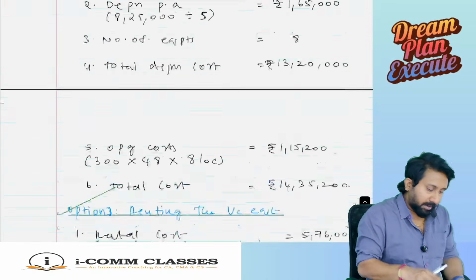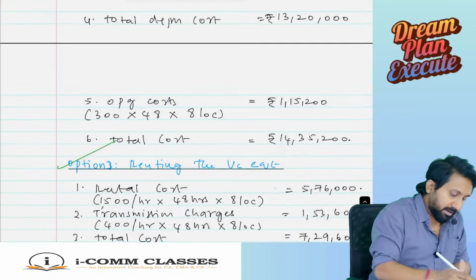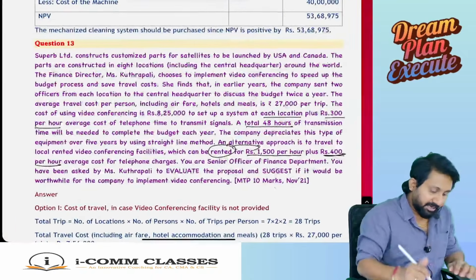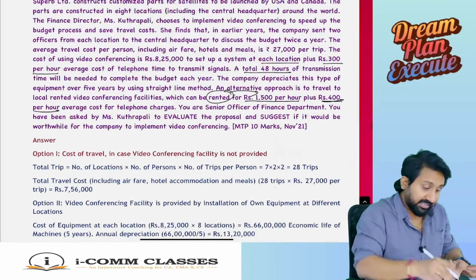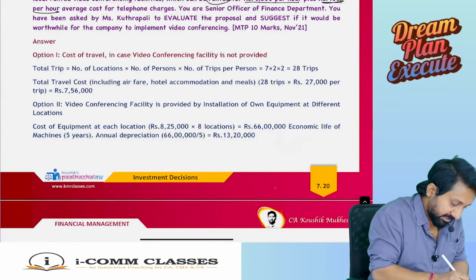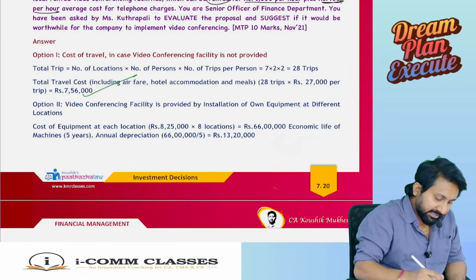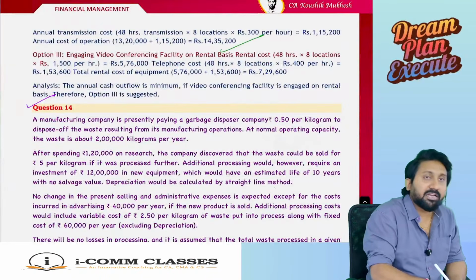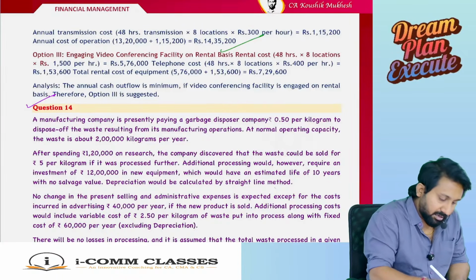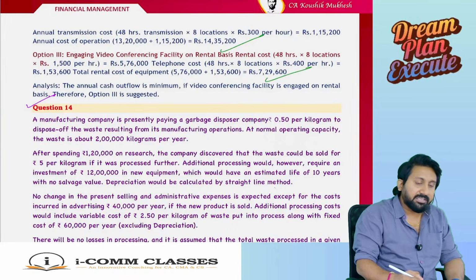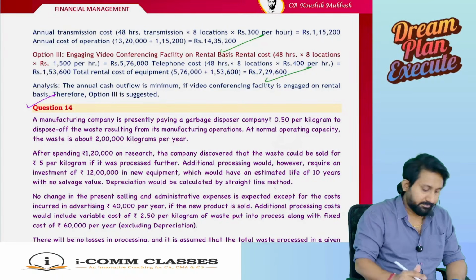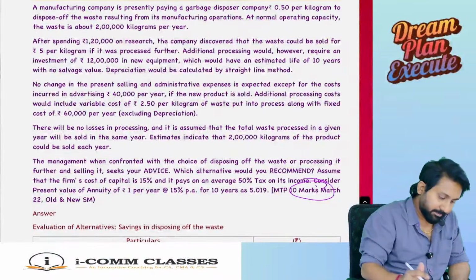With this, we have completed question number 13, which came for 10 marks in exam. Let us see the answer first. Let's tally our answer. 7,56,000, first one. Have you got the same answer? Second answer, 14,35,000. Have you got the same answer? Third one, 7,29,600. Have you got the same answer? That's it. 10 marks.